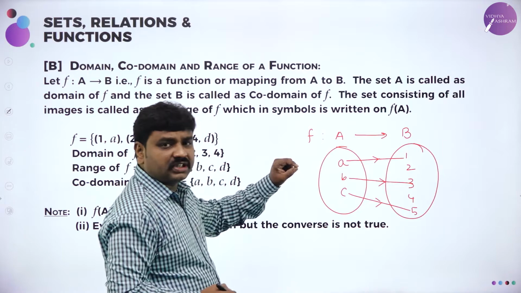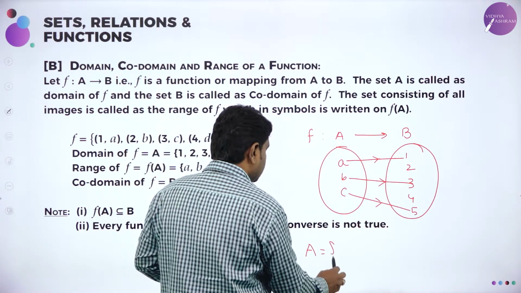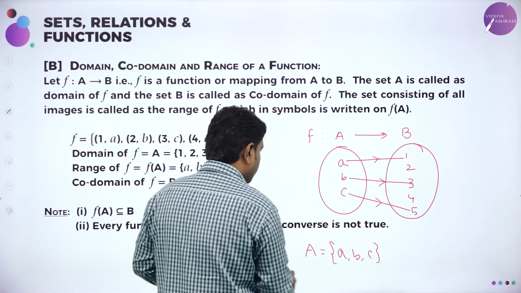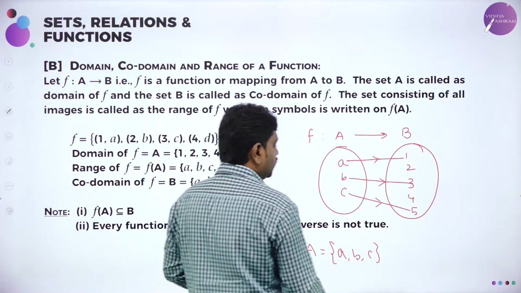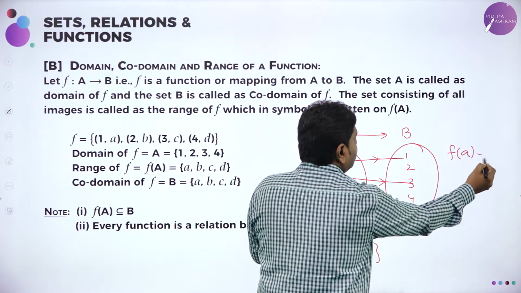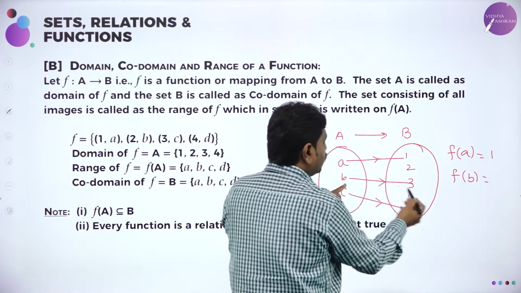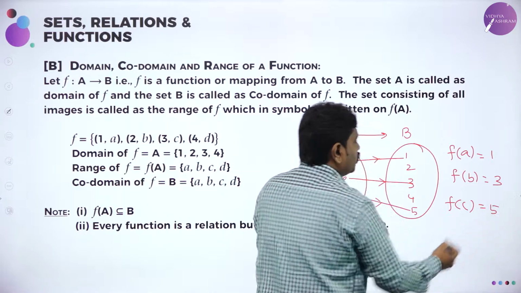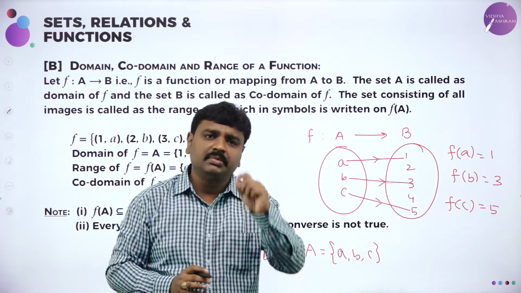See, for any function, the first set is called domain. So first set elements, what are the elements? a, b, c. So we call this as what? Domain. Set of elements of first set, domain. And images. So you can see f of a means image of a. a maps to what? 1. f of b, b maps to 3. And f of c maps to 5. So 1, 3, 5 are called images.